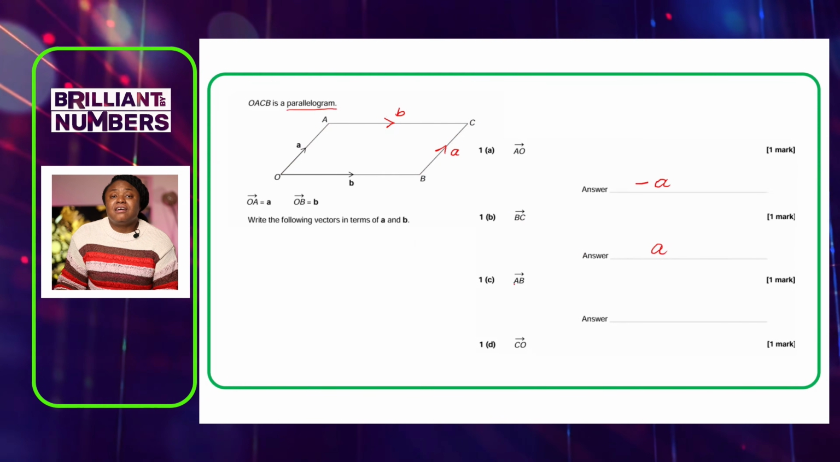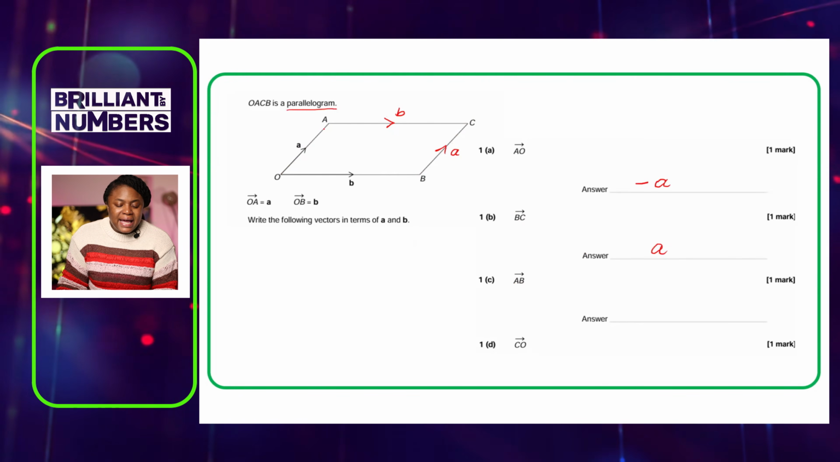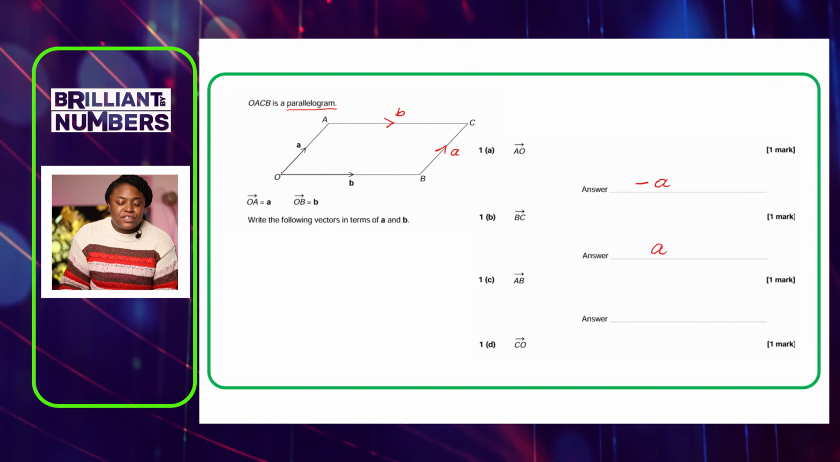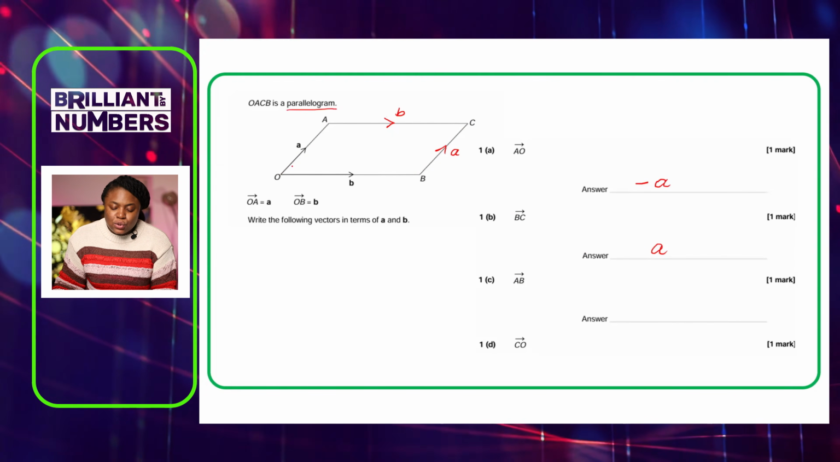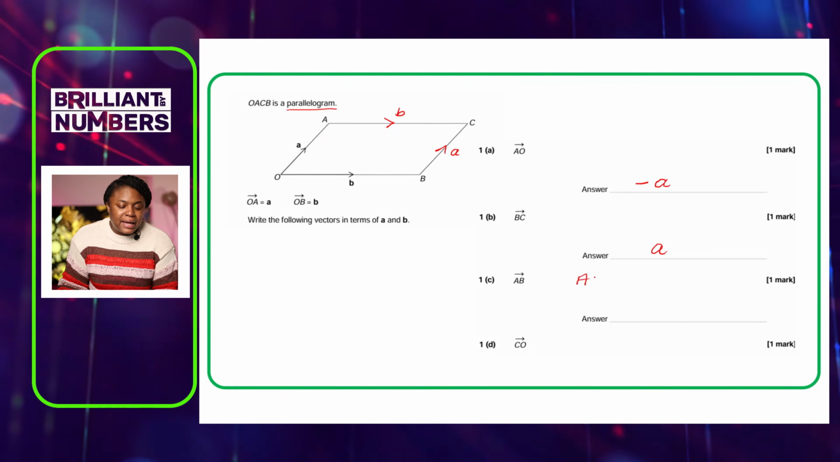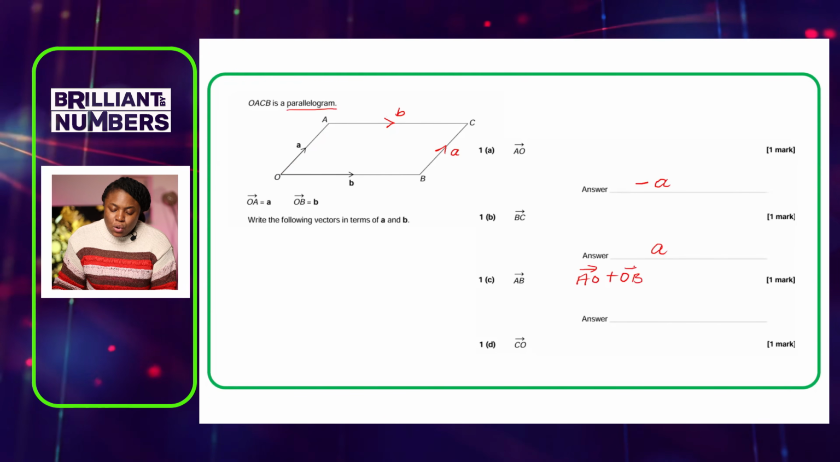The next question asks them to write down AB. So we're going from A to B. So we're going from here to here, so we have to do that in 2 steps. So AB will be equal to the vector AO, so we have to go from A to O and then from O to B. So plus OB.